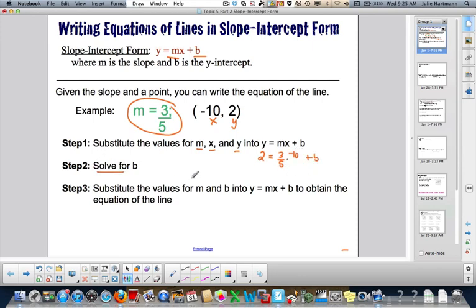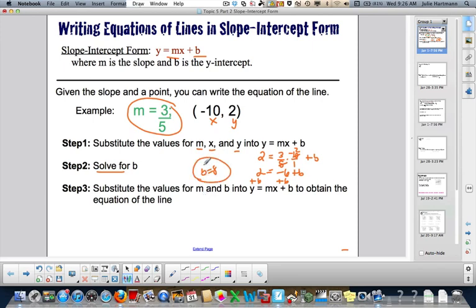Second, we solve for b. So here, 5 goes into 10 twice. 3 times -2 is -6, plus b equals 2. So when we add 6, we get b equals 8.